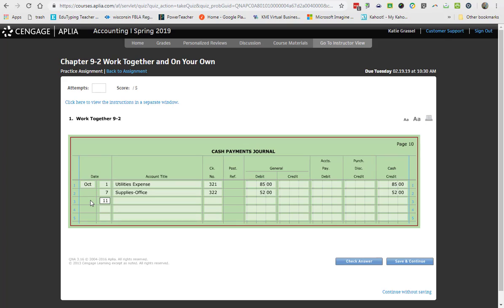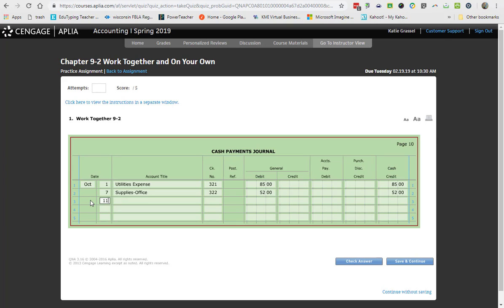Okay, so the 11th. Paid cash to GMT Hardware for merchandise with a list price of $800, less a 60% trade discount, C323. Okay. What did we buy? Does it say supplies or does it say merchandise? Merchandise. What does merchandise mean to us as a business? Stuff that we're going to sell.